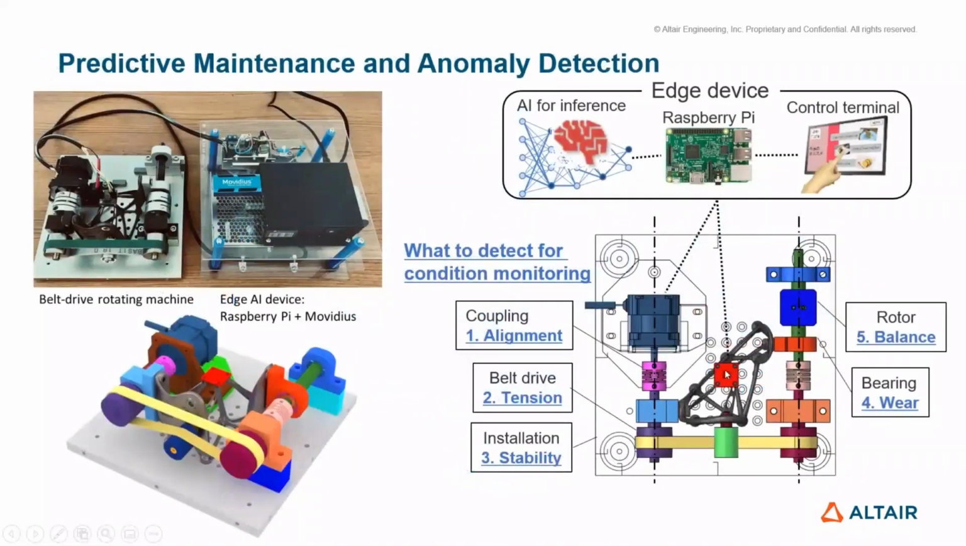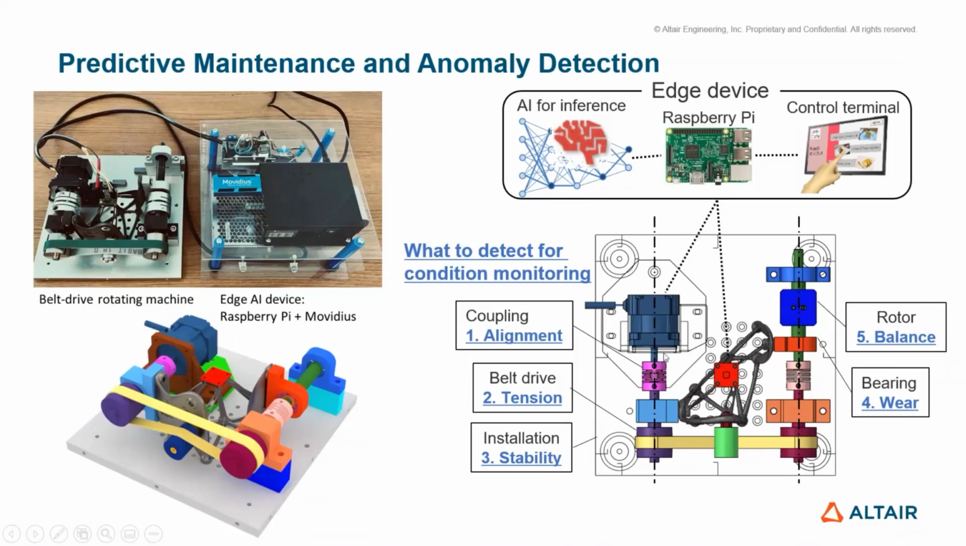I'm showing what the different conditions are that I'm monitoring: whether the coupling alignment is correct or not. Does the belt drive have proper tension or not? If it is loose, it is a problem; if it is very tight, also a problem. So I'm continuously monitoring that tension quality, then the stability of the installation. Are there any vibrations? Balancing of the rotor, whether there is any shaking, or the wear and tear of the bearing. So these are the different types of failures that can happen. If any of these things doesn't meet the requirement, then it may fail.